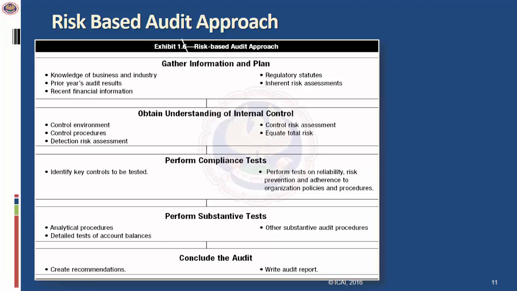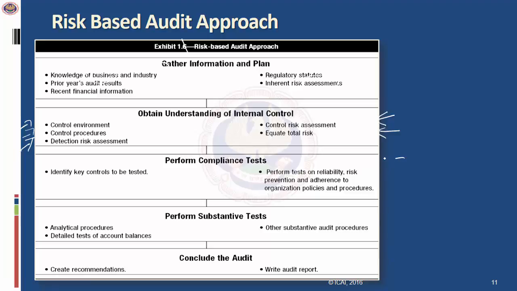So here, typically, you need to understand the business and the industry, look at the prior year audit reports, also look at financial information, and look at the regulatory requirements. You also do an inherent risk assessment, what can go wrong, and then obtain an understanding of how the internal controls are implemented. That's in terms of the control environment, the control procedures which the enterprise has implemented. Also do a detection risk assessment. You also perform a quick review of the controls to understand at a macro level how controls have been set up. And based on that, you identify the total risk which is prevalent in the organization.